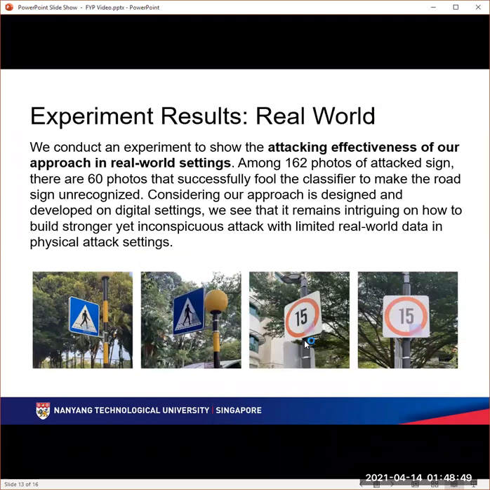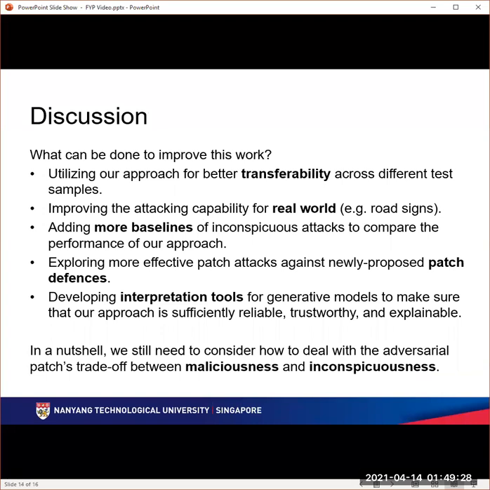We also conduct an experiment in a real-world situation. Our results show that our digital approach still has some attacking effectiveness in real-world settings. Among 168 photos, there are 60 photos that successfully fooled the classifier so that the road sign was unrecognized. Considering our approach is designed and developed in digital settings, it remains very intriguing how to build stronger yet inconspicuous attacks with limited real-world data in physical attack settings. So discussions can be conducted.